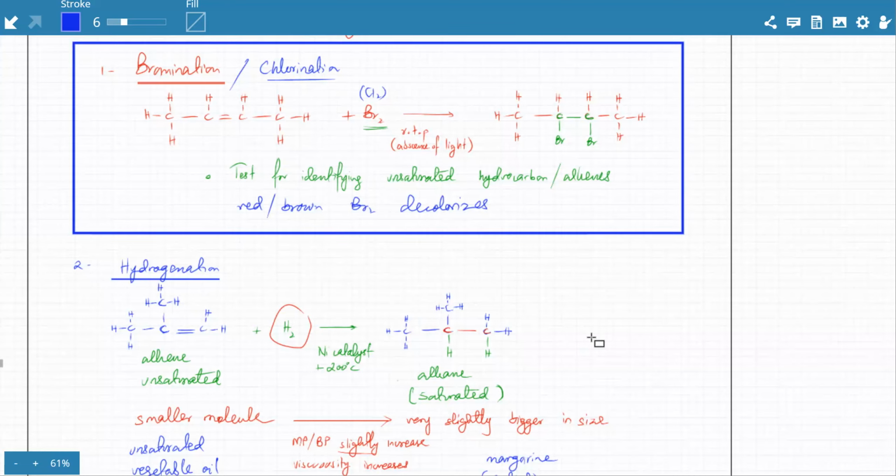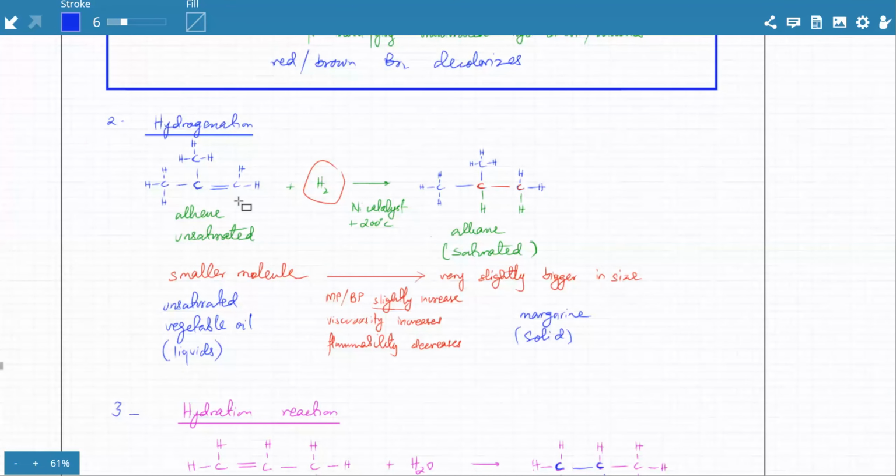The other reactions were hydrogenation. H2 can be added to a double bond. So what was it used for? Unsaturated vegetable oil would turn into margarine. By the addition of hydrogen, the molecule size would slightly increase, because you have two more hydrogens in the molecule. So the melting and boiling point slightly increases. So margarine is kind of like butter. It's solid in form and it has a slightly higher melting point.